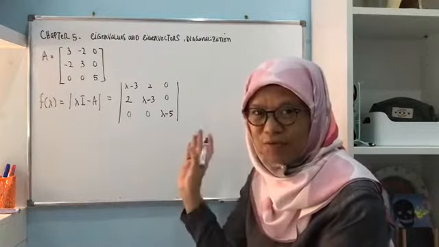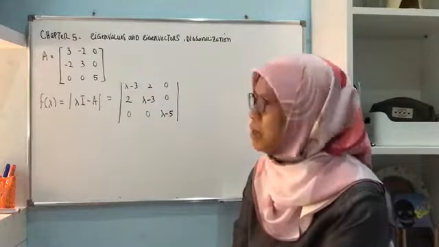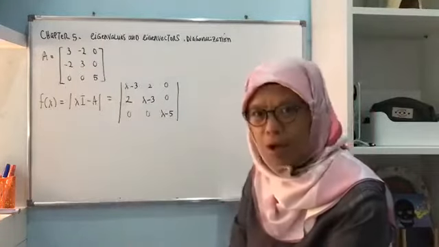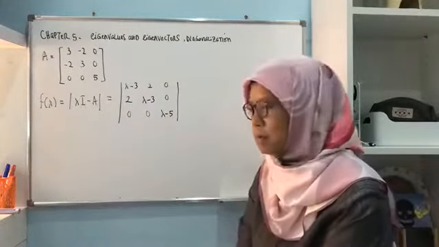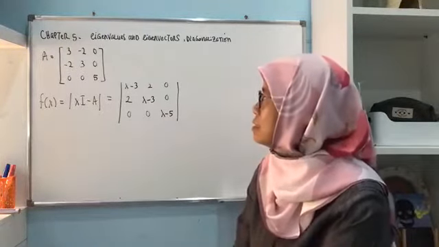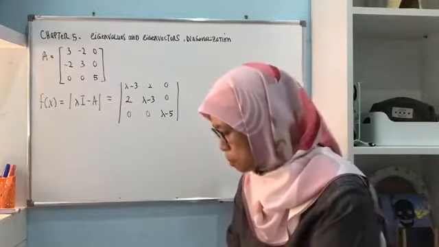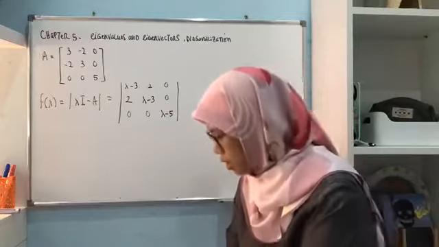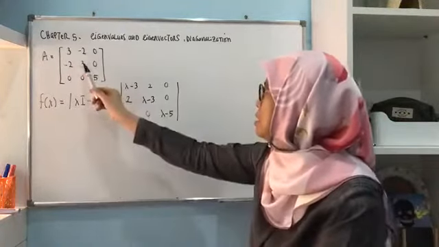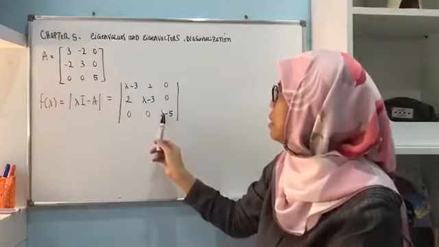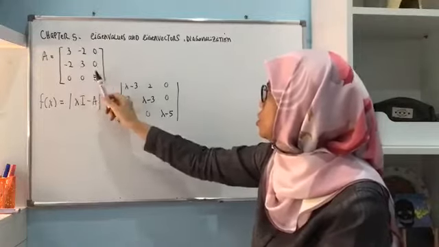Imagine if this step is wrong. Okay. Imagine if you copy wrong. Satu markah ni, satu soalan ni 20 markah tau. So maybe better to double check from the beginning, yeah. 3, negative 2, 0, negative 2, 3, 0, 0, 0, 5. Okay. So lambda minus 3, lambda minus 3, lambda minus 5. Then the rest is the negative 2, 0, 2, 0, 0, 0.